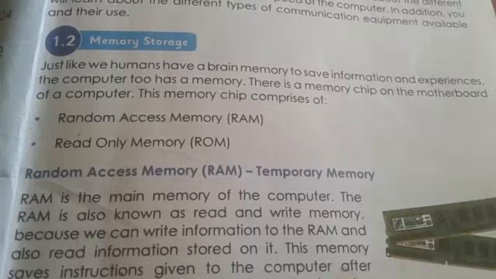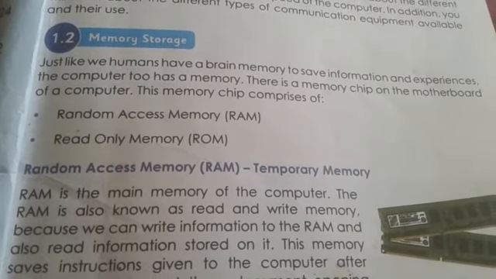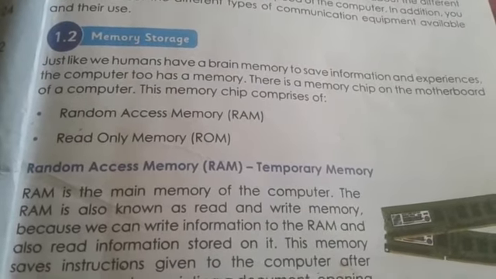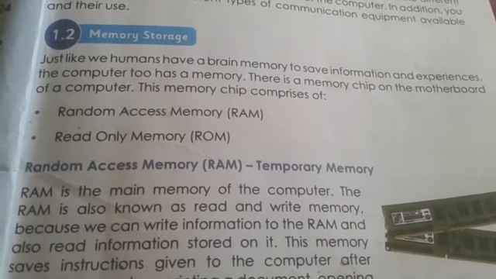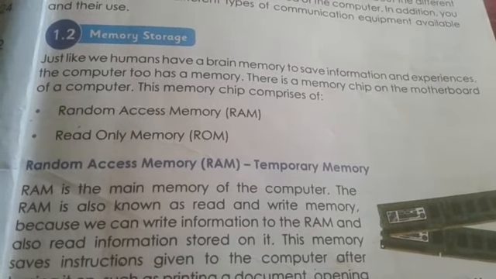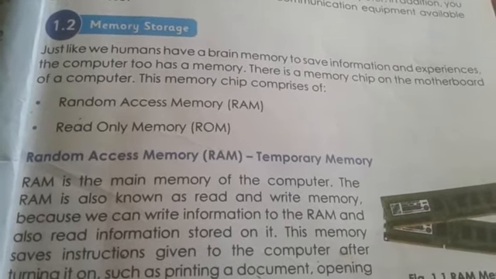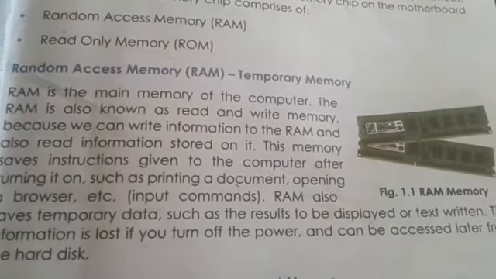In our previous video, we learned about memory. Memory is used to store data and information. All data is stored in our memory. There are two types of memory: random access memory and read only memory. Now first we learn random access memory, RAM.